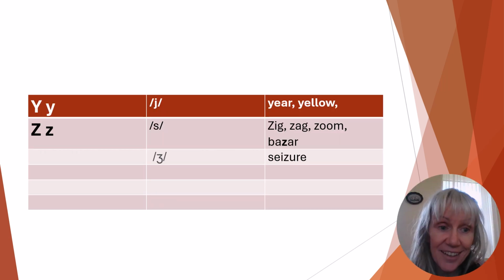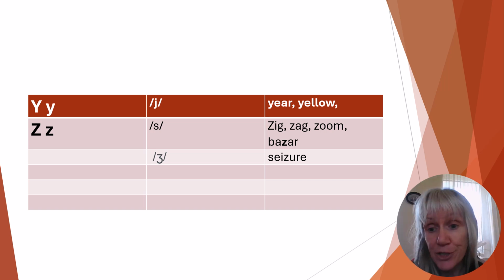So moving on, we have the Y, which makes a y sound as in year and yellow. We also have the z sound, which we often hear in the American pronunciation of this letter, as in zig and zag and zum and bazaar. And we have the sound as in seizure, seizure. So we're hearing a zh sound.